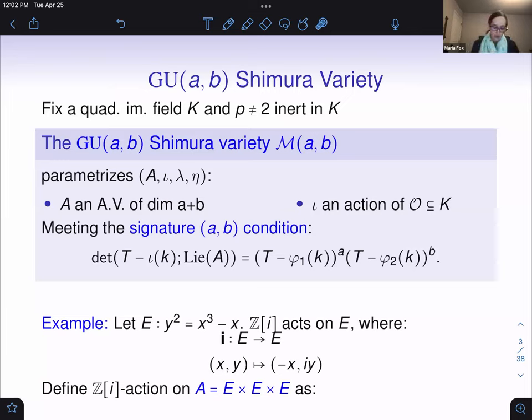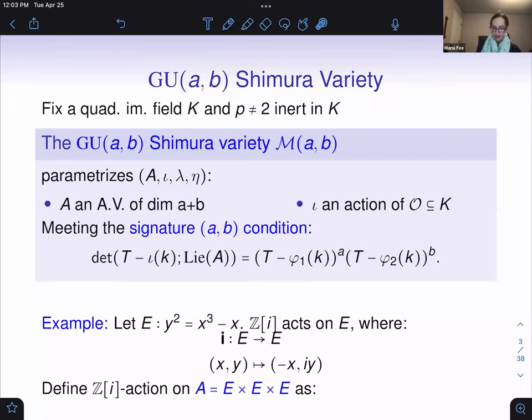So throughout this talk we're going to fix a quadratic imaginary field K and a prime not equal to 2. I think this seminar series is on Shimura varieties in characteristic P. So this is the P for our characteristic. We're going to assume that this prime is inert in the field K. There's nothing wrong with letting the prime also be split or ramified in the field K. But for concreteness, we're going to stick to the inert case.